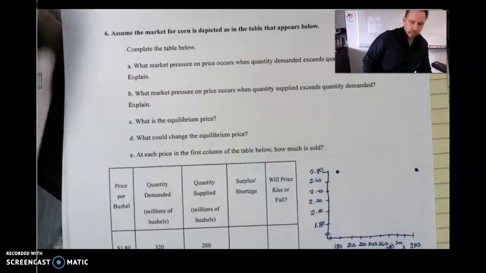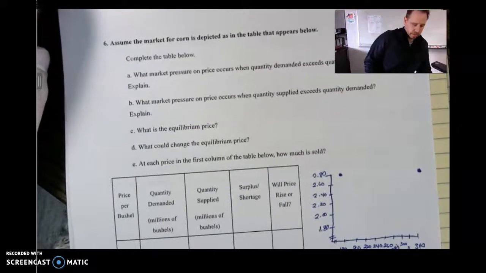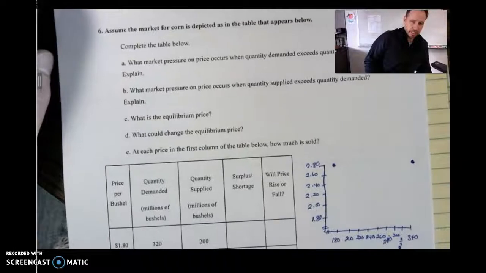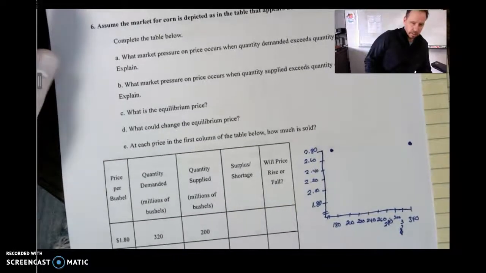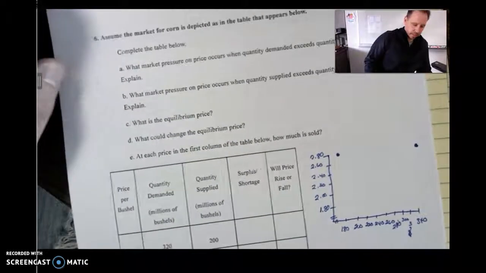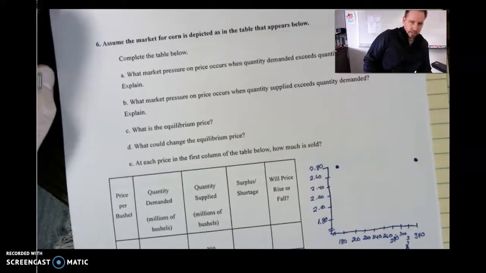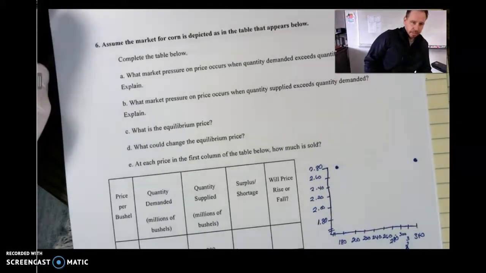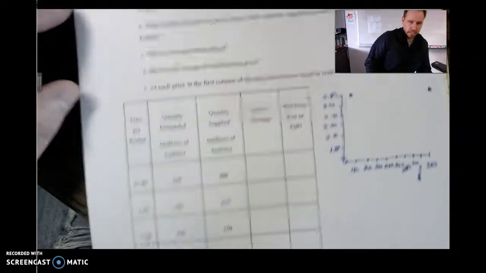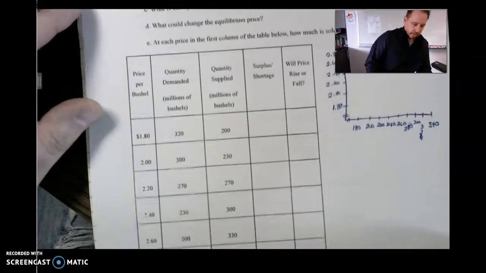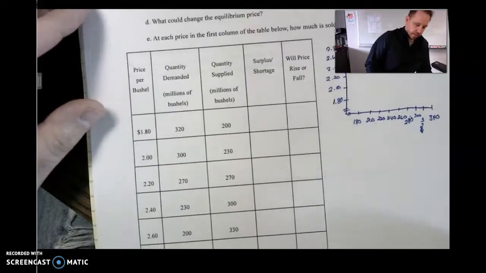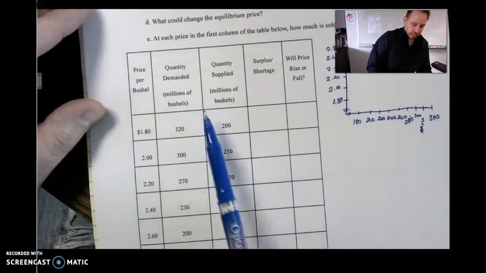All right, I got asked a question about number 6, 7, and 8 in our reading assignment, so I'll try to help you out as best I can here. Number 6 says, assume the market for corn is depicted as in the table that appears below. This table is a supply and demand schedule, right?